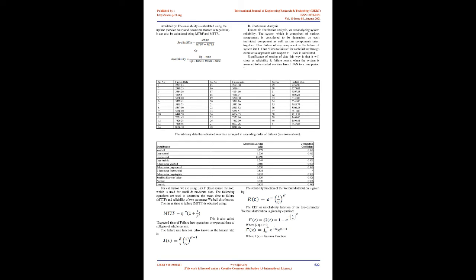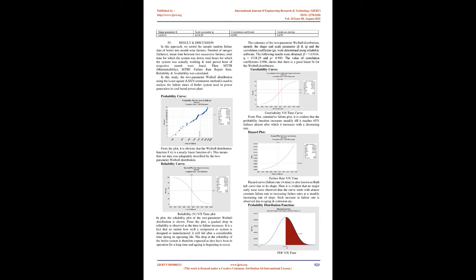Result and discussion. In this approach, we sorted the sample random failure data of the boiler into month-wise failures. Number of outages, failures, mean time between two successive failures, total time for which the system was down, total hours for which the system was actually working, and total period hour of the respective month were listed. Then MTTR, maintainability, MTBF, failure rate, repair rate, reliability, and availability were calculated. In this study, the 2-parameter Weibull distribution using the least square, LSXY, estimation method is used to analyze the failure times of the boiler system used in power generation in a coal-based power plant.